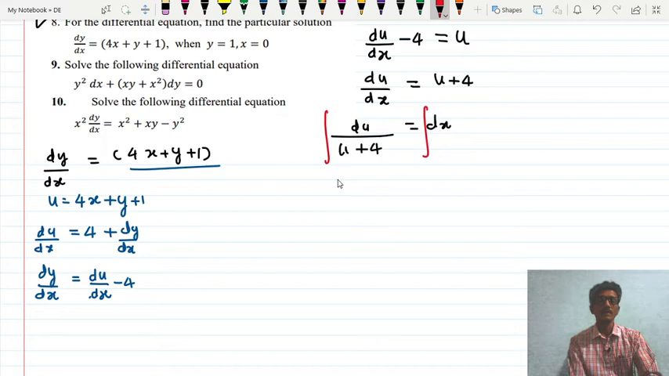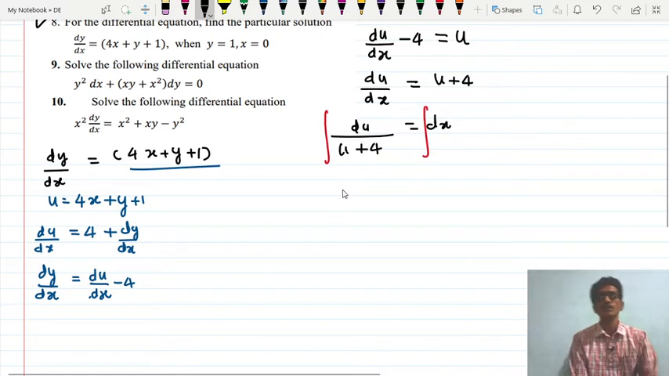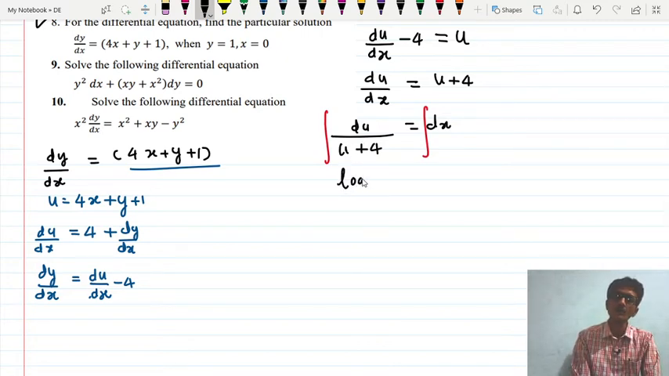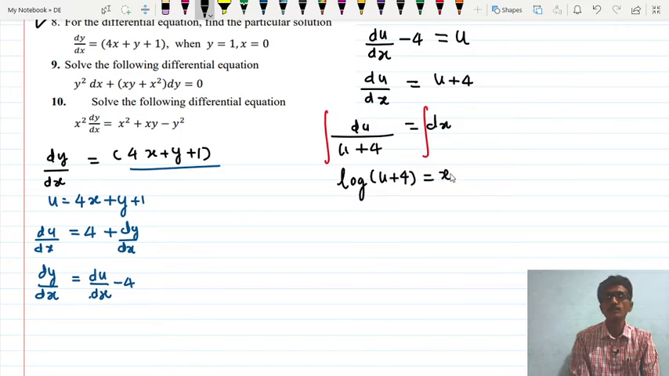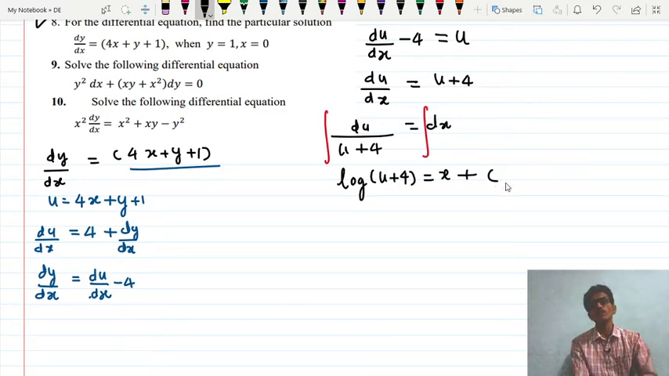Integrate both sides. Integration of du upon u plus 4 is log of u plus 4, and the right hand side is x plus c, constant of integration. Now we are interested to find the value of c.